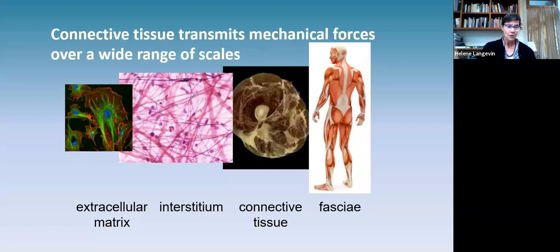And now connective tissue forms this continuum that transmits mechanical forces over a wide range of scales, from the cellular level to the tissue to the whole organ level. And measuring and understanding these forces and their effects poses very different methodological challenges depending on which scale one is working in. Right? Very different applying a controlled force to a single cell versus a large chunk of tissue.